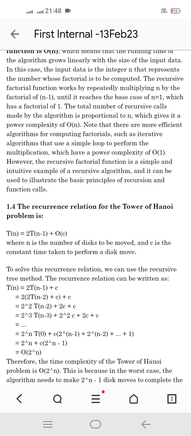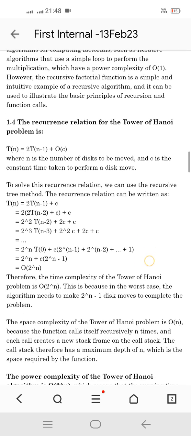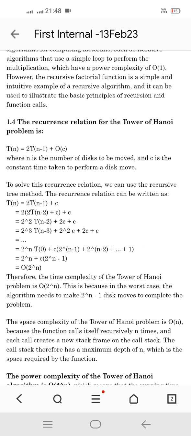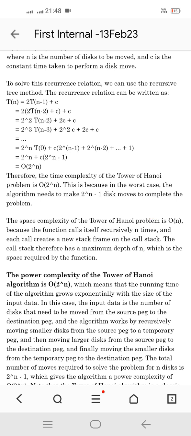We can solve this recurrence relation using the recursion tree method, and by solving it we get the time complexity of the Tower of Hanoi problem as order of 2 to the power n. This is because in the worst case the algorithm needs to make 2 to the power n minus 1 disk moves to complete the problem. The space complexity of the Tower of Hanoi problem is order of n because the function calls itself recursively n times and each call creates a new stack frame on the call stack.